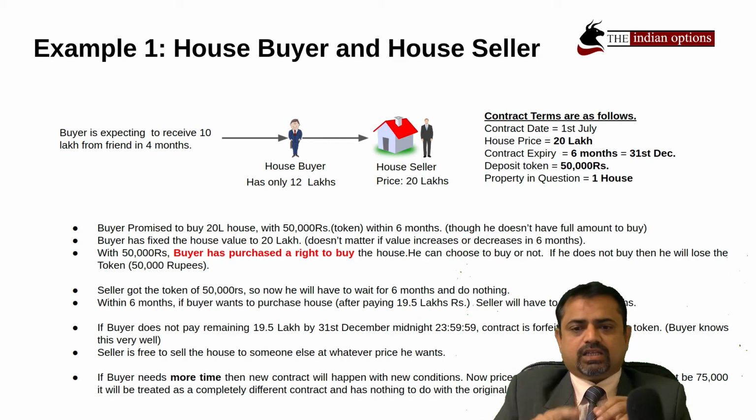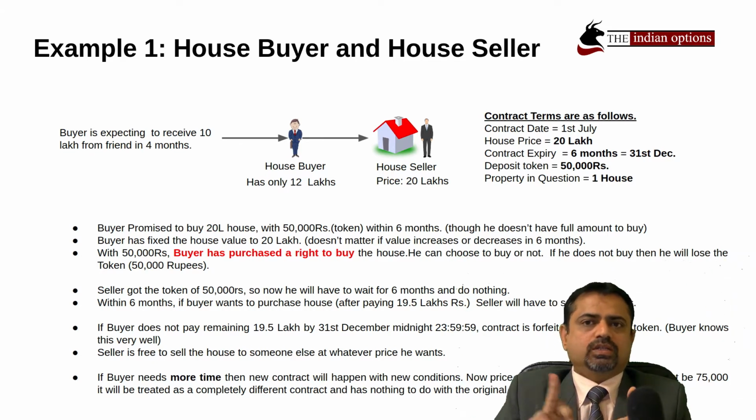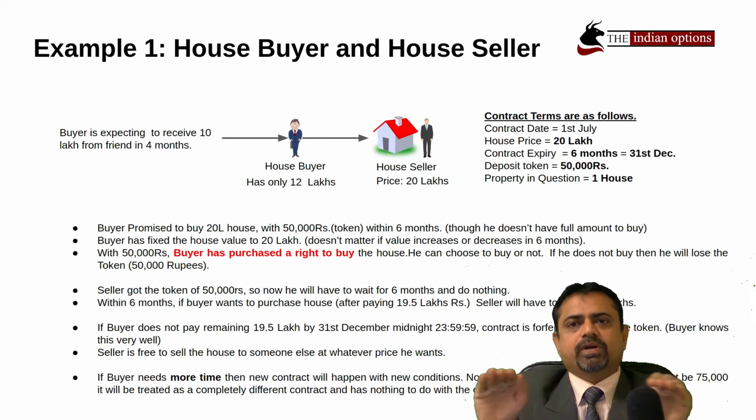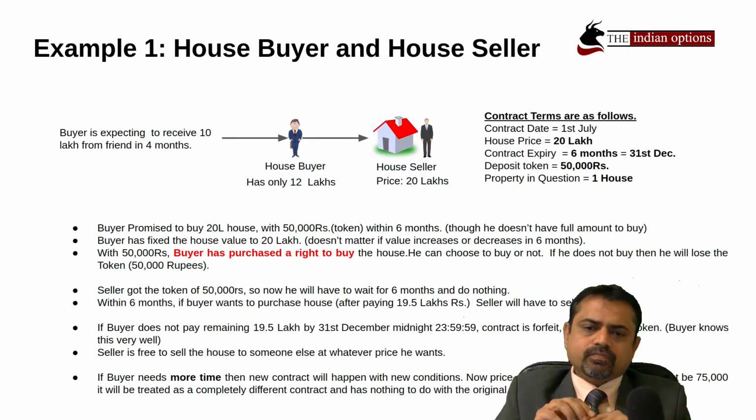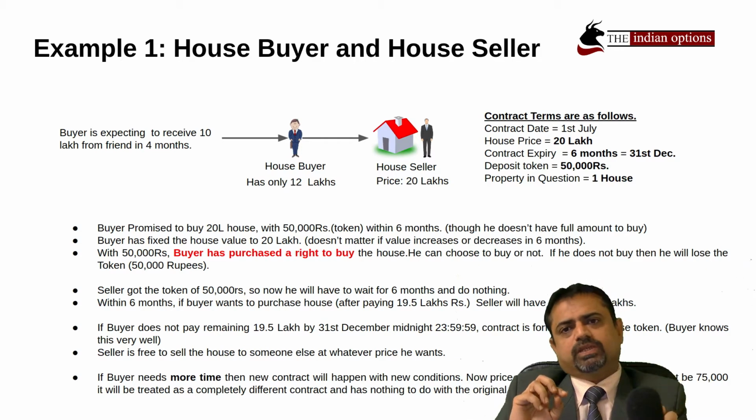Now the buyer has also fixed the price of the house at 20 lakhs. Tomorrow the seller cannot say, oh, you know what, after 6 months my house price has appreciated, now it is say 25 lakhs. It doesn't work that way. The price is set at 20 lakhs, so it will be 20 lakhs, no matter what. Now with 50,000 rupees, this buyer has purchased the right to buy the house.